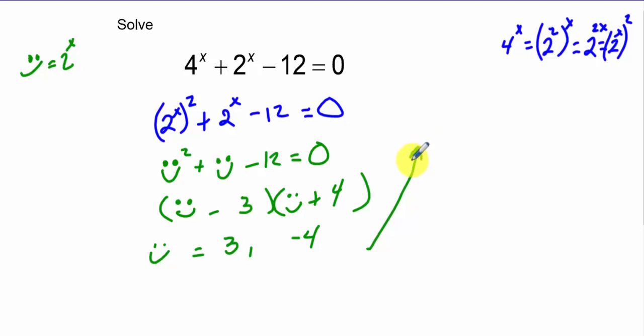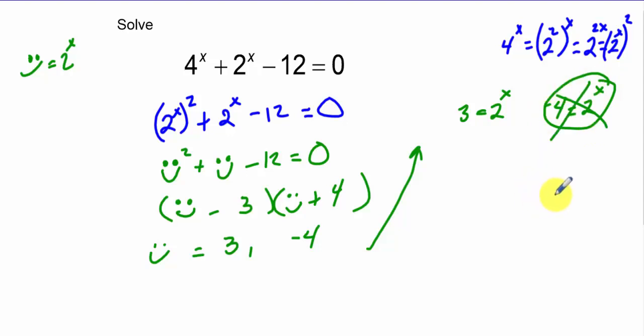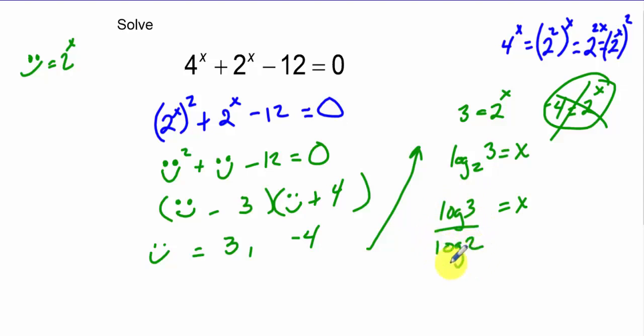So let's go right over here and say, well, 3 is equal to 2 to the x, and negative 4 is equal to 2 to the x. Immediately I can say this is extraneous because no power of 2 is going to give me a negative number. And then if I want, I can slide the base here and get the log base 2 of 3 is equal to x. And if they wanted it in common log form or natural log form, I can just change the base on that. So this is also equal to the log of 3 over the log of 2. And either way is fine.